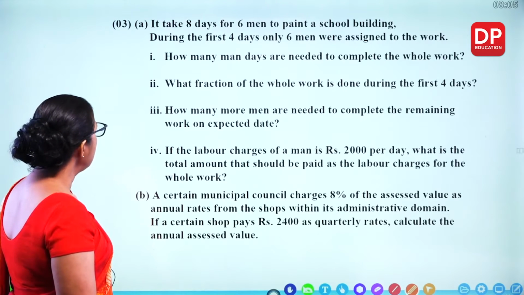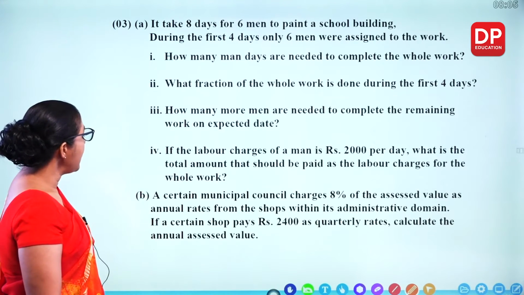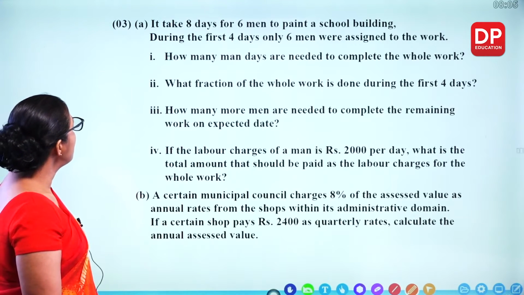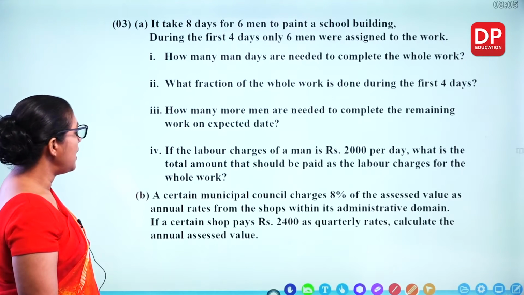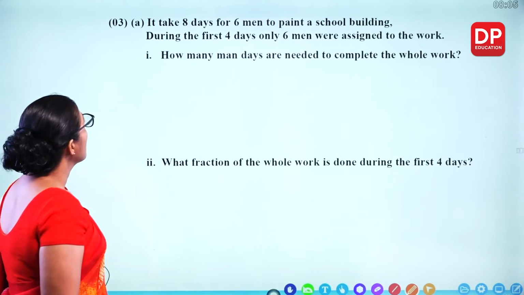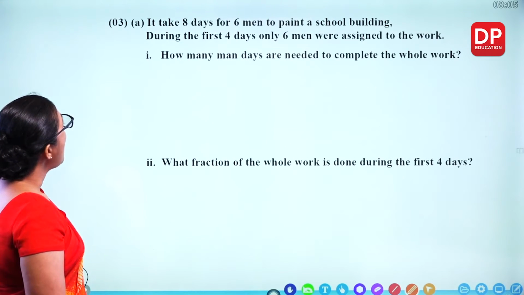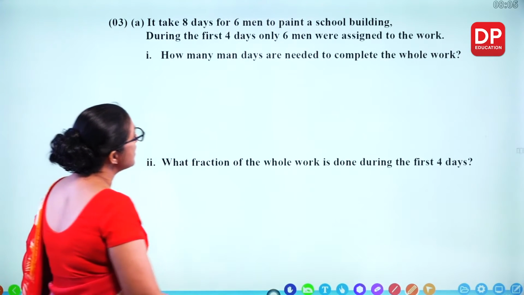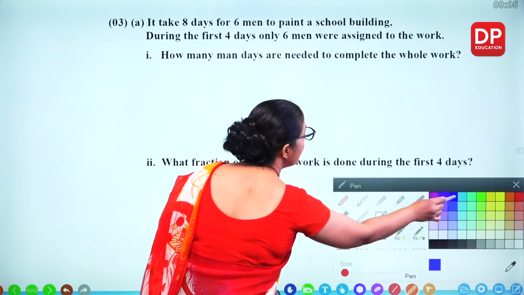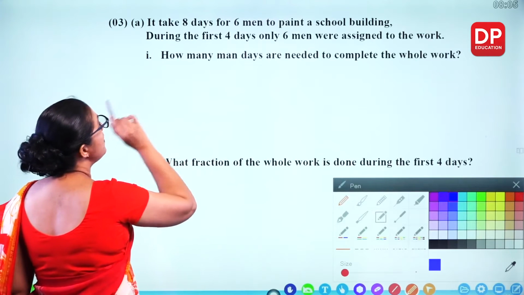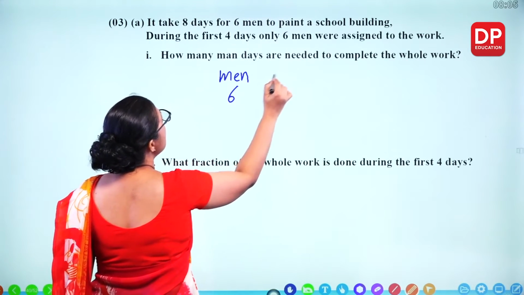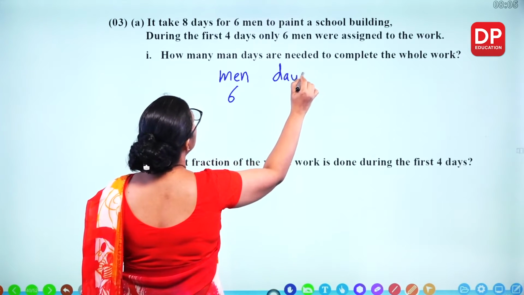Question number 3. So you get part A and part B. Part A has 4 parts and part B is just a question. Part A: it takes 8 days for 6 men to paint a school building. So it's easy to write like this: 6 men, how many days? 8 days.